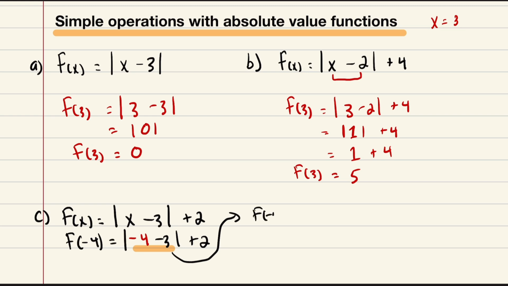And so f at -4 is equal to -4 minus 3 is -7. So you can see that I'm treating these absolute value bars like brackets here. And then plus 2. Well, remember that the absolute value of -7 is just 7. So that would really be the same as 7 plus 2. And then that would equal 9.